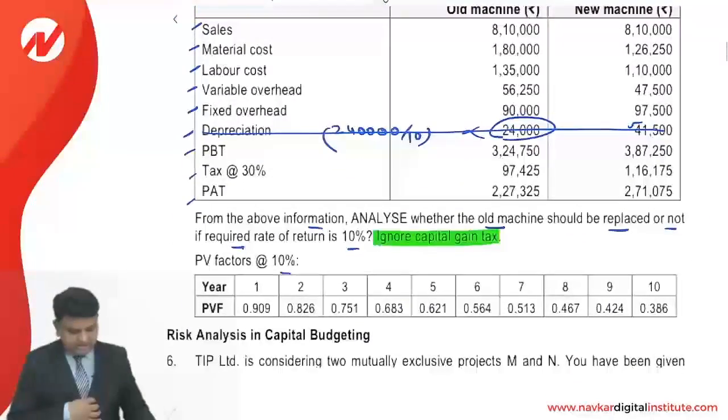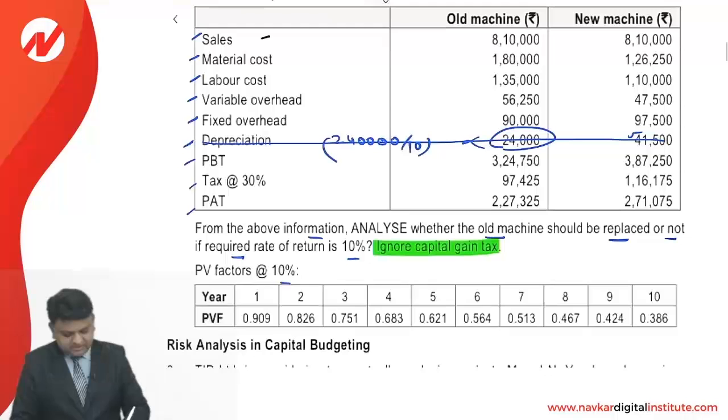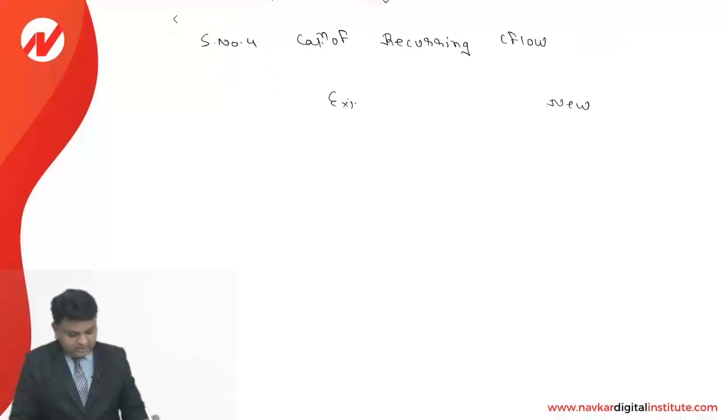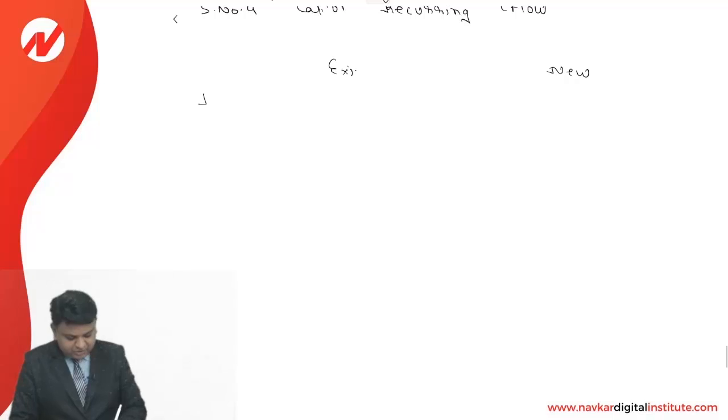about the sales, material, labor, variable overhead, fixed overhead. Depreciation is not something that we are going to consider. So the profit before taxes, in that the depreciation will be added to compute the profit before depreciation and taxation. So what we can do over here, we can make the calculation of profit before depreciation and taxation.